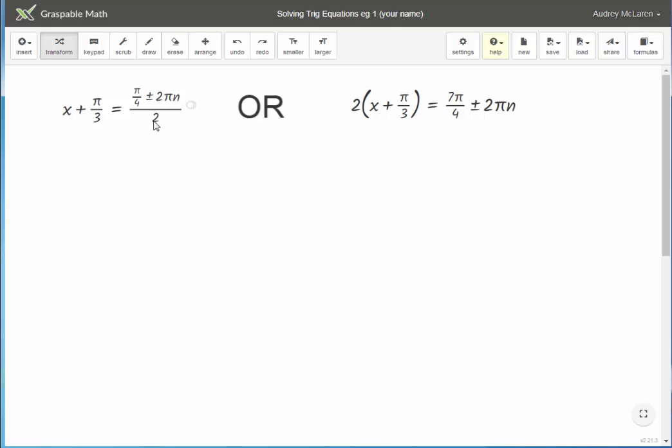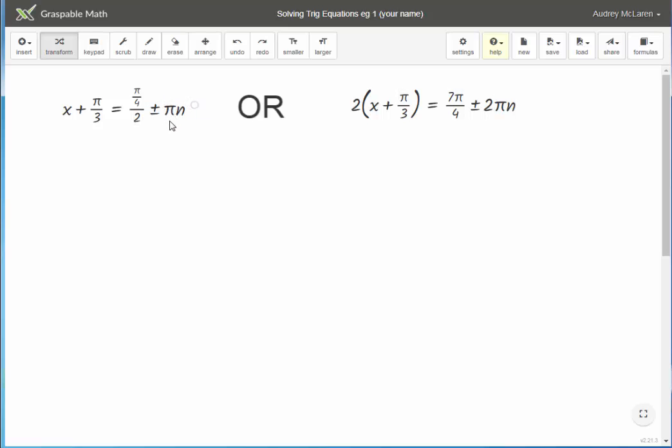Now this 2 is dividing. It has to be applied to both the pi over 4 and the plus or minus 2 pi n. And again, you just drag it up, and you'll see those two horizontal lines popping up. So Graspable Math is telling you that it's distributing the division by 2 to both of those terms, which is great. That's what we want it to do. Here's a common factor that can cancel.